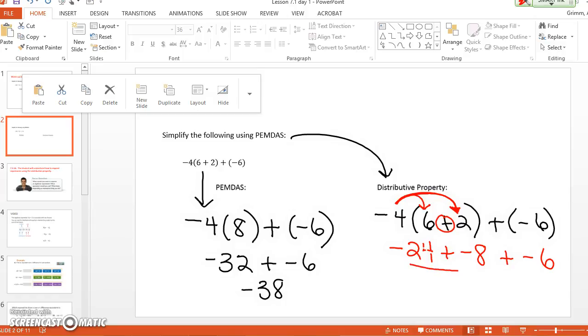So negative 24 plus negative 8 is how much? Negative 32. Isn't that exactly what I got on that side? Negative 32 plus negative 6 is negative 38. So do you see that mathematically it's the exact same thing?